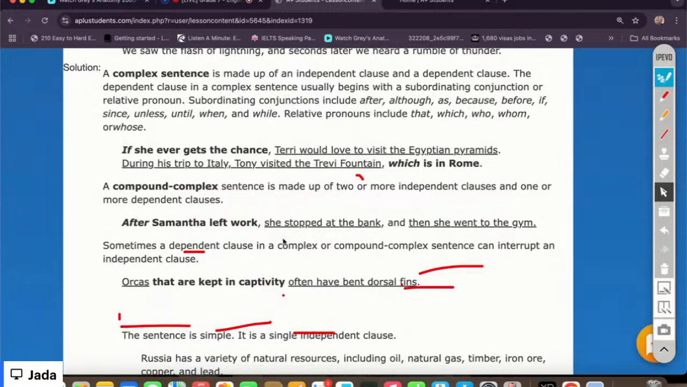Sometimes a dependent clause in a complex or compound-complex sentence can interrupt an independent clause. Just like we have: "Orcas that are kept in captivity often have bent dorsal fins." So that's it for this part.